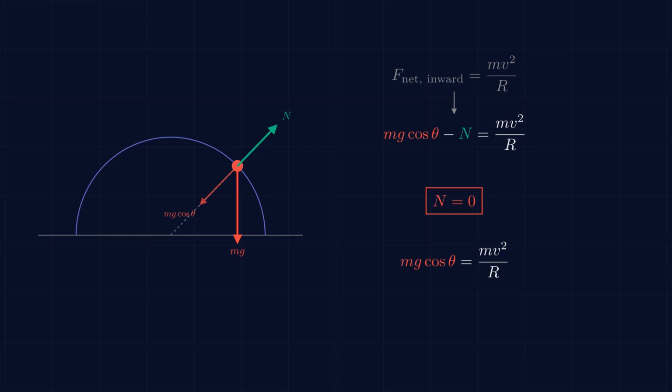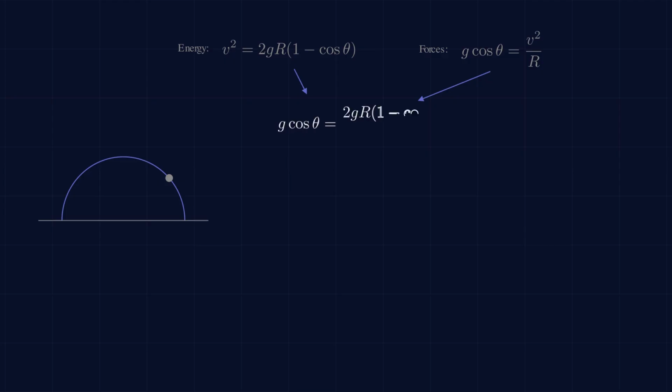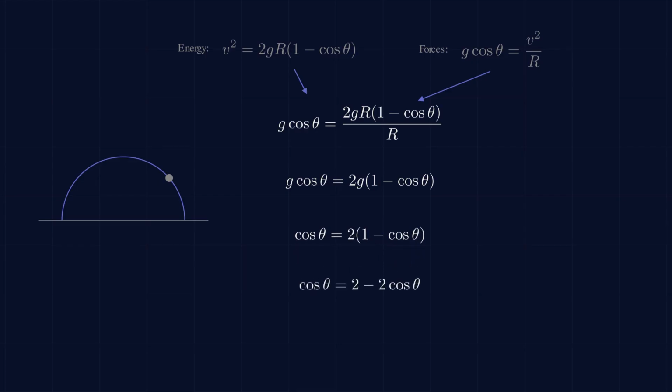Mass cancels again. Now substitute our energy result into the force equation. g cosine theta equals 2g times 1 minus cosine theta over r times r. The r cancels, and g cancels from both sides. So cosine theta equals 2 minus 2 cosine theta. Collect the cosine terms. 3 cosine theta equals 2. And there it is. Cosine theta equals 2/3.